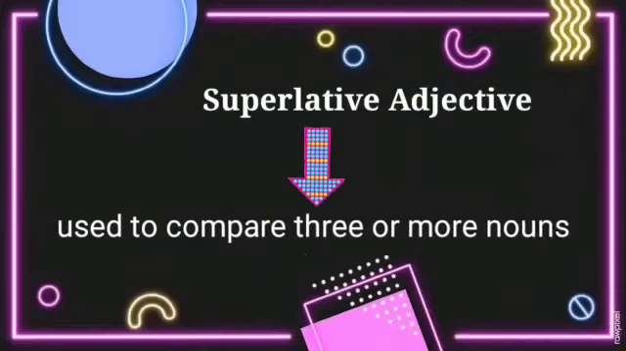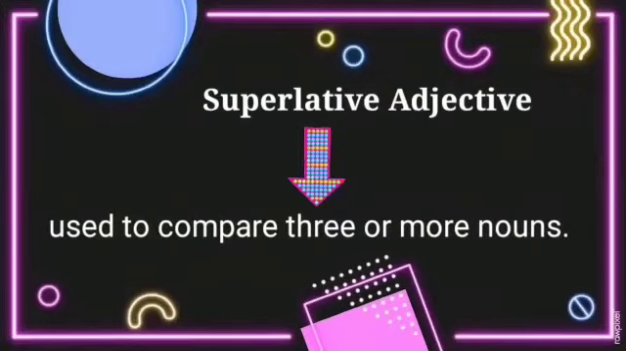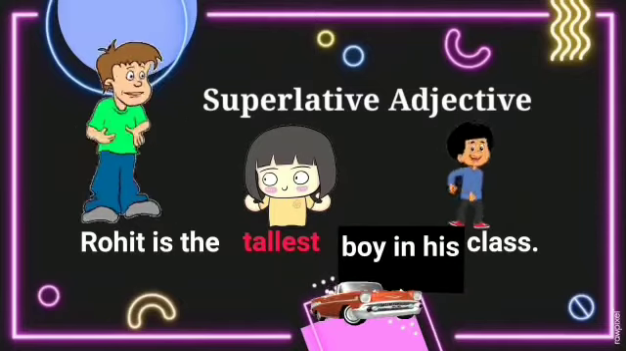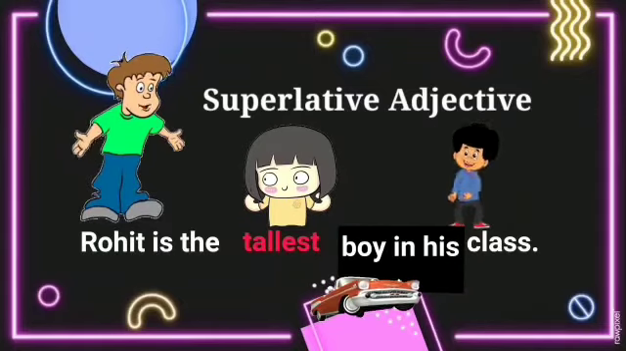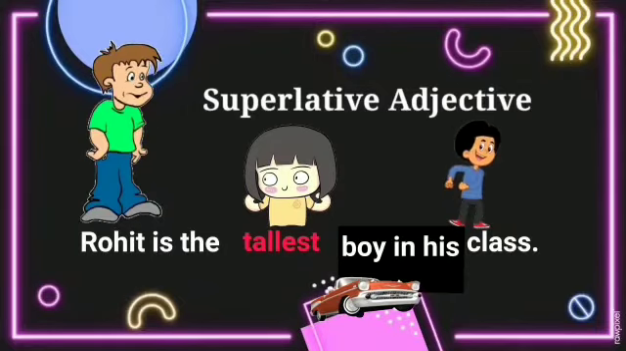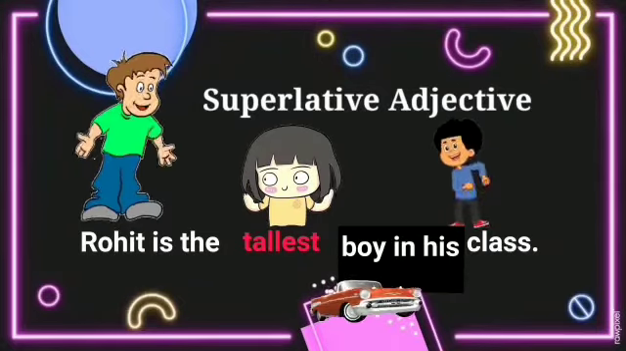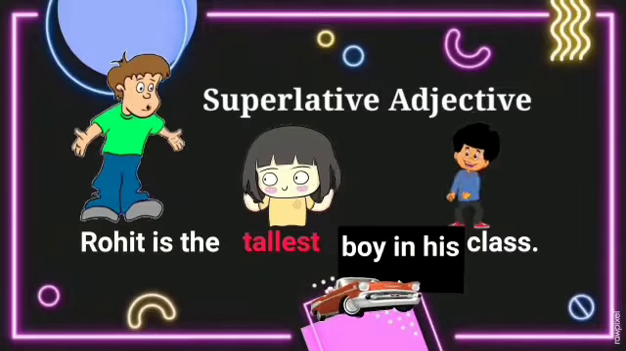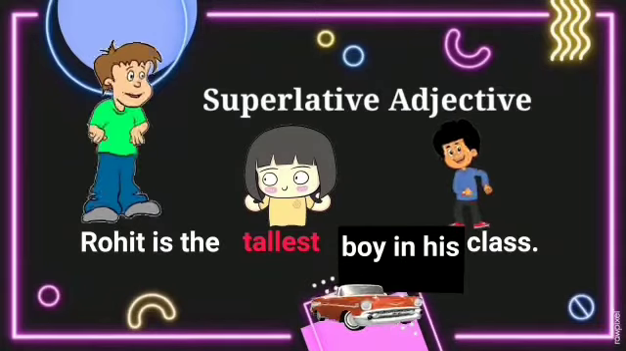Now, superlative adjectives are used to compare three or more nouns. For example, Rohit is the tallest boy in his class. So, children, in this sentence, comparison is done between more than two nouns. So, tallest is a superlative adjective.